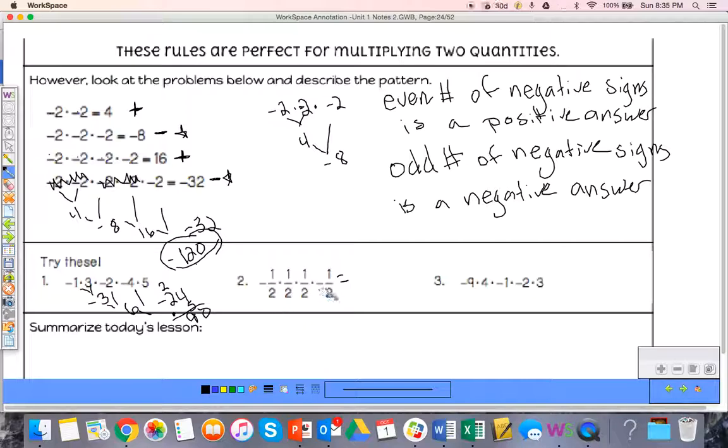So we have 4 numbers here. 2 are negative. So we do 1 times 1 times 1 times 1. We get 1. 2 times 2 times 2 times 2. We get 16. Okay. We have a negative times a positive. That's a negative. Times another positive is a negative. Times another negative makes it a positive.